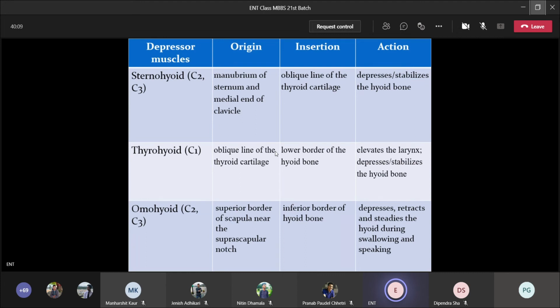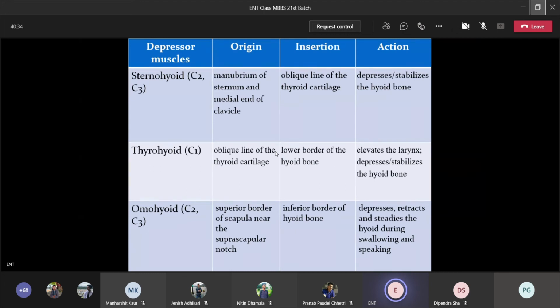The second one is the thyrohyoid muscle, C1. So the origin is the oblique line of the thyroid cartilage, and the lower border of the hyoid bone is the insertion, and the action of this muscle is to elevate the larynx, and depress and stabilize the hyoid bone.